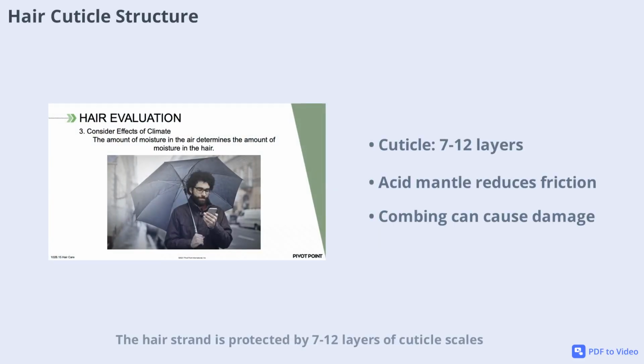The hair strand is protected by 7–12 layers of cuticle scales, which should lie flat along the cortex. The acid mantle lubricates the outermost layer, reducing friction. However, frequent combing and brushing can damage the cuticle, making hair more vulnerable to breakage and environmental stress. Proper handling and care are essential for maintaining cuticle health.